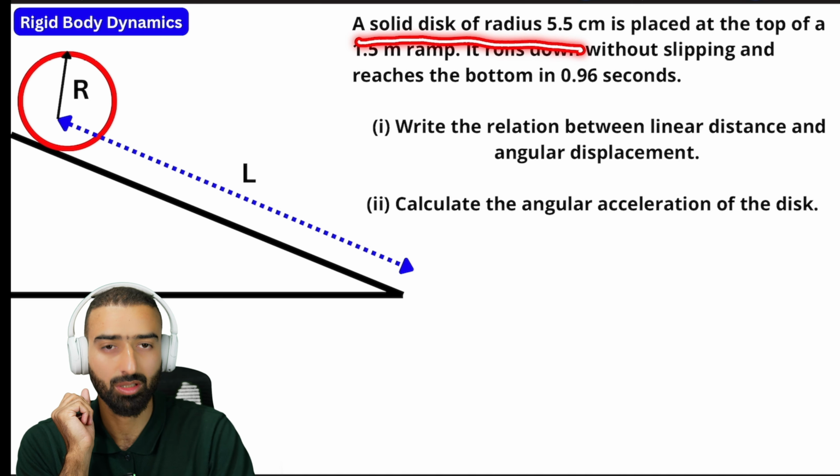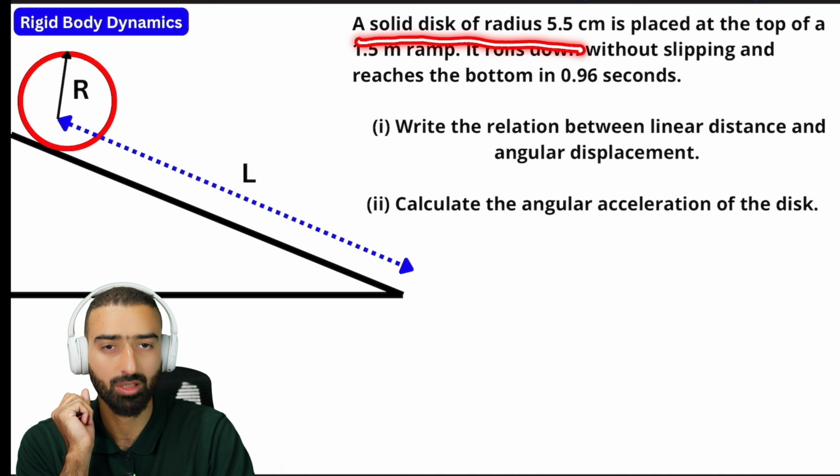The second part of the question is: calculate the angular acceleration of the disk. We know the angular displacement. We also know the time. So why not use one of the angular SUVAT equations? That is theta equals omega naught t plus half alpha t squared. All right, we want to find alpha. T is given, theta is given.